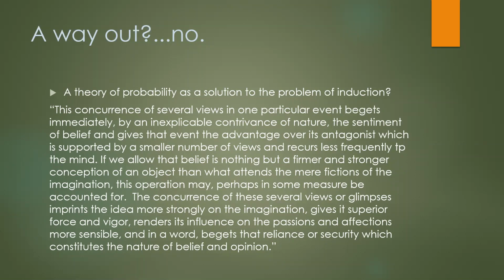He says, this concurrence of several views in one particular event begets immediately, by an inexplicable contrivance of nature, the sentiment of belief, and gives that event the advantage over its antagonist, which is supported by a smaller number of views and recurs less frequently to the mind. So remember, before this, he's talking about rolling a die, right? Remember, Hume is a gambler, right?